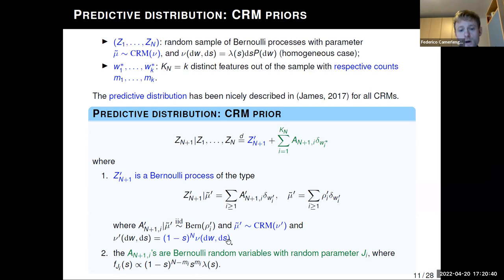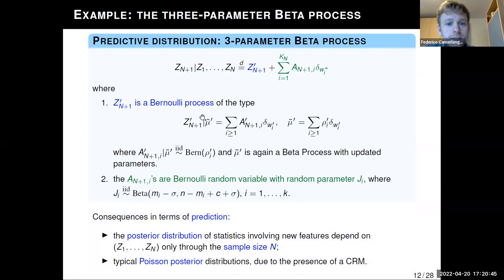As a corollary of the previous general theorem, you can also characterize the predictive distribution, for example, for the three-parameter beta process. In such a case, the completely random measure of this part in blue, of the underlying Bernoulli process, is again a beta process a posteriori.